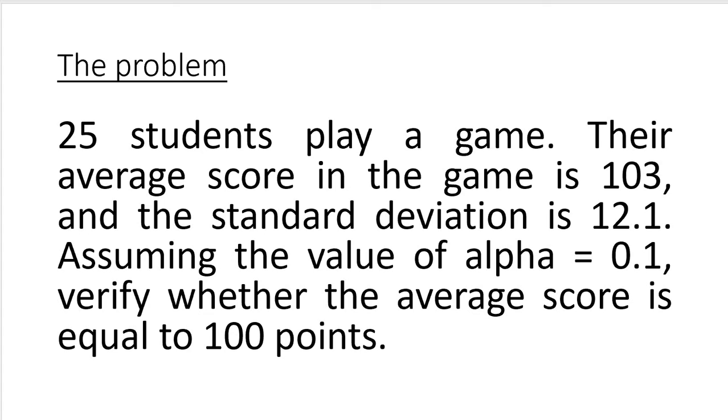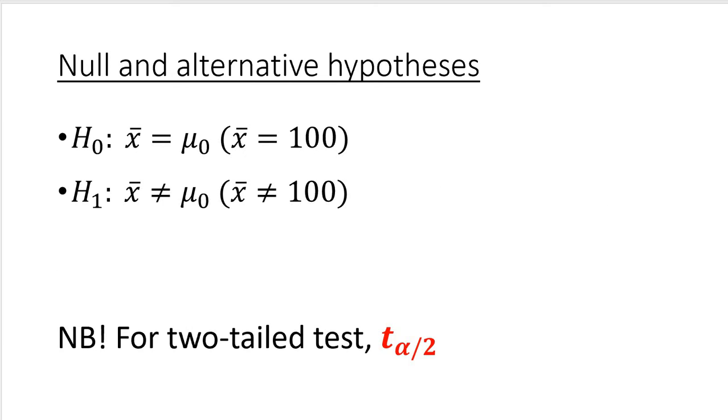To be more precise, we are going to formulate the following null and alternative hypothesis. So the null hypothesis will state that x bar, average score, is equal to mu0, the reference value for comparison. In our case, it's 100. And the alternative hypothesis states that the average score is not equal to mu0.